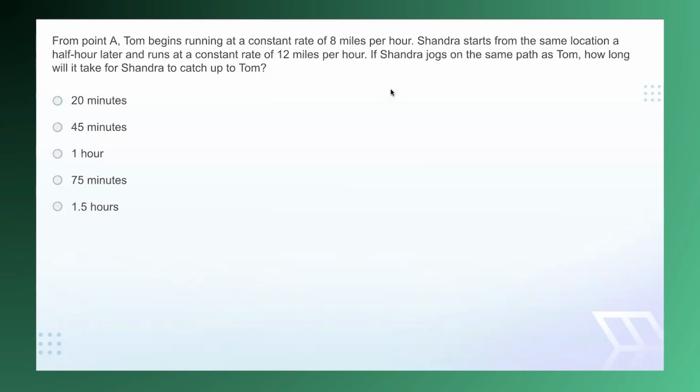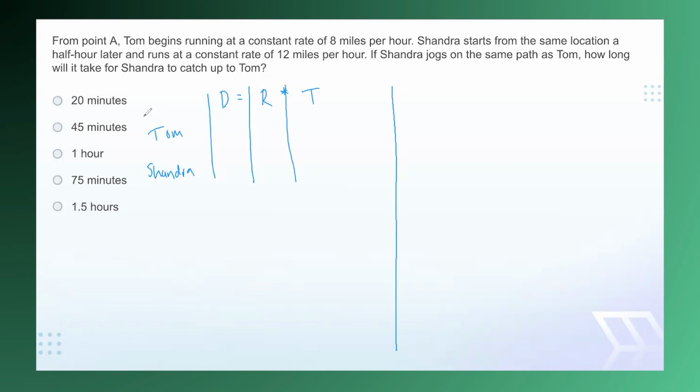The next problem is a catch-up problem, and it introduces a little more complexity. Pause again if you want to try this one solo. Once again, we will start with the standard method and setting up our rate table. All right, rate is going to be easiest to fill in. Tom is 8 miles per hour and Chandra is 12 miles per hour.